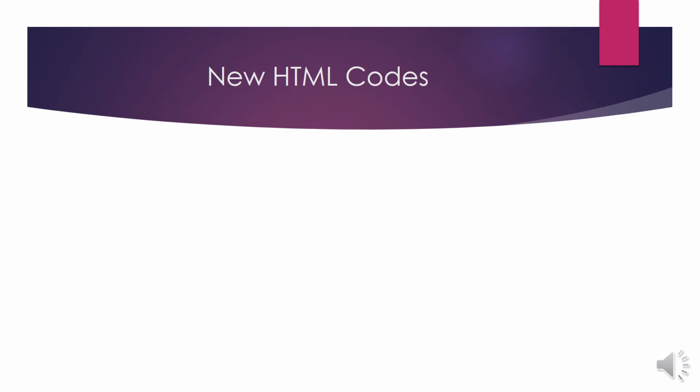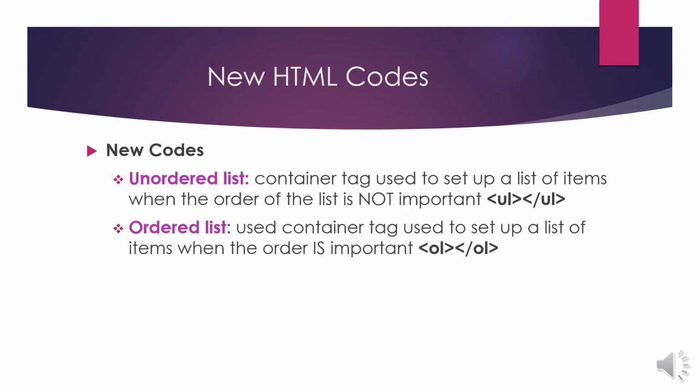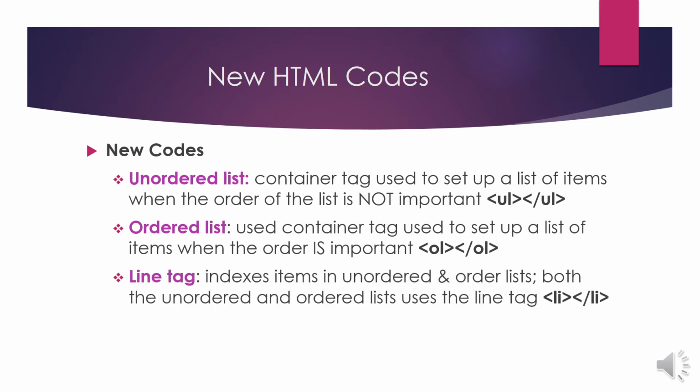Now we're going to look at some new HTML codes. Our new codes are as follows. We're going to use the unordered list. This is a container tag used to set up a list of items when the order of the list is not important. The tag that you will be using is the UL tag for unordered list. Ordered list is a container tag that is used to set up a list of items when the order is important, and that tag is OL. The line tag indexes items in the unordered and ordered list. Both the unordered and ordered list use the line tag LI.